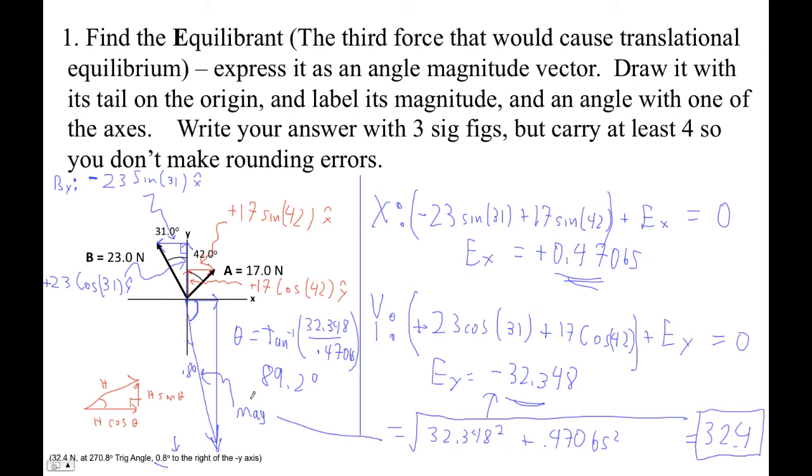Okay. So our answer is that this is 32.4 newtons. And if you labeled this 89.2 degrees, that's just fine. All you have to do is draw a picture of the equilibrant. Okay? You're all set.